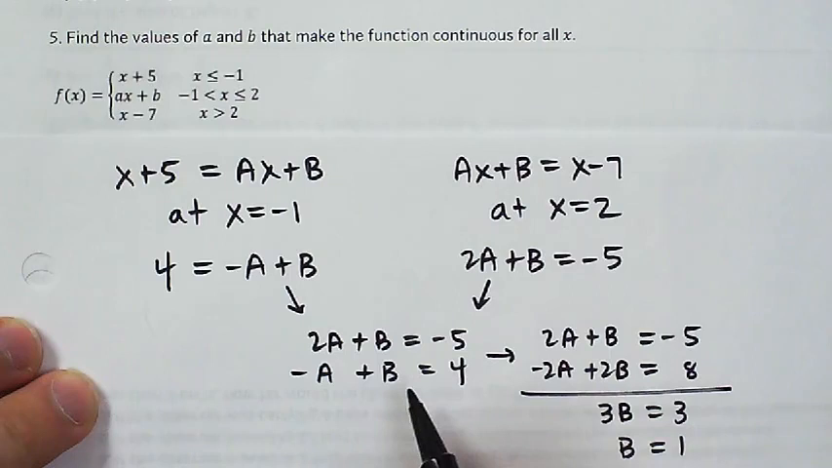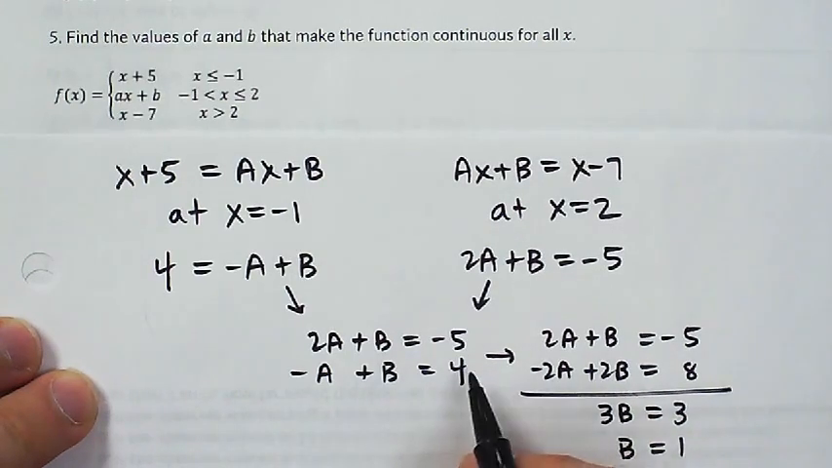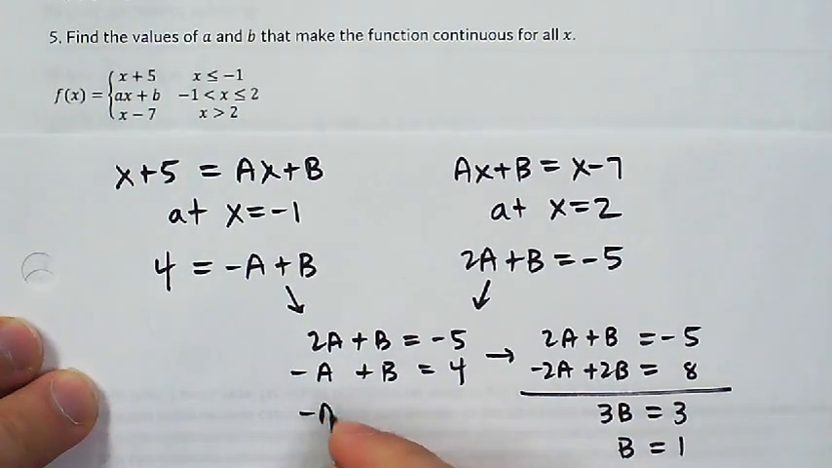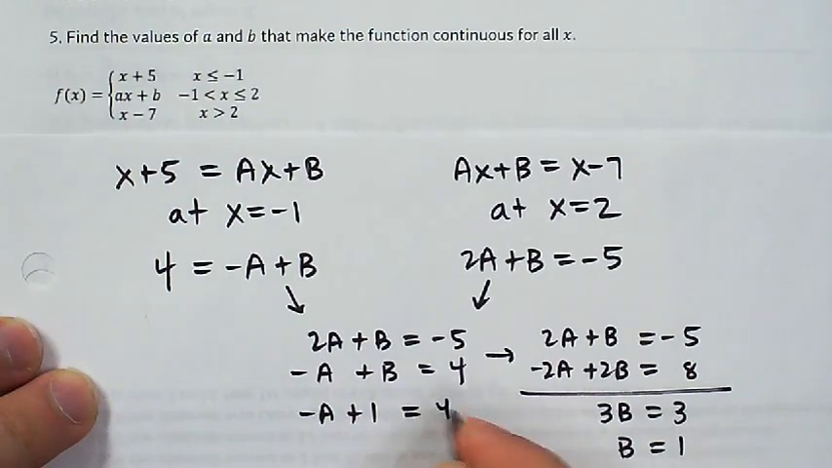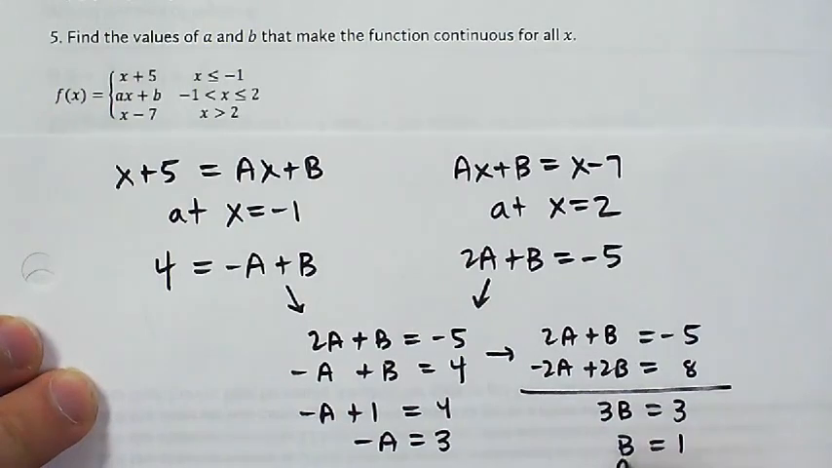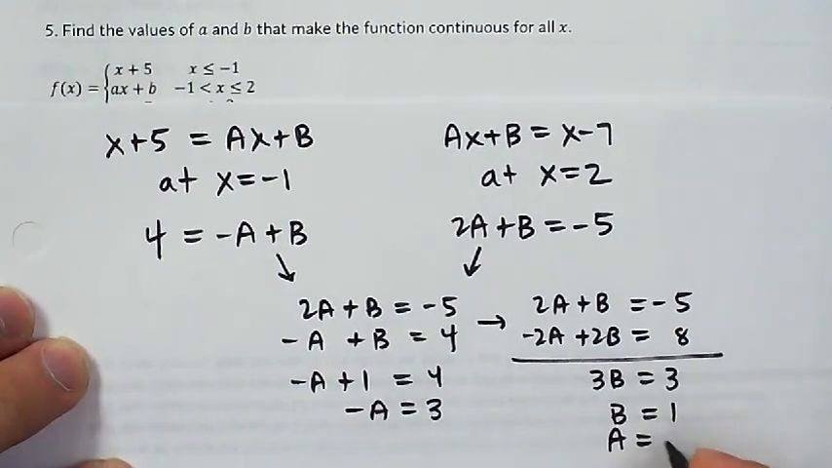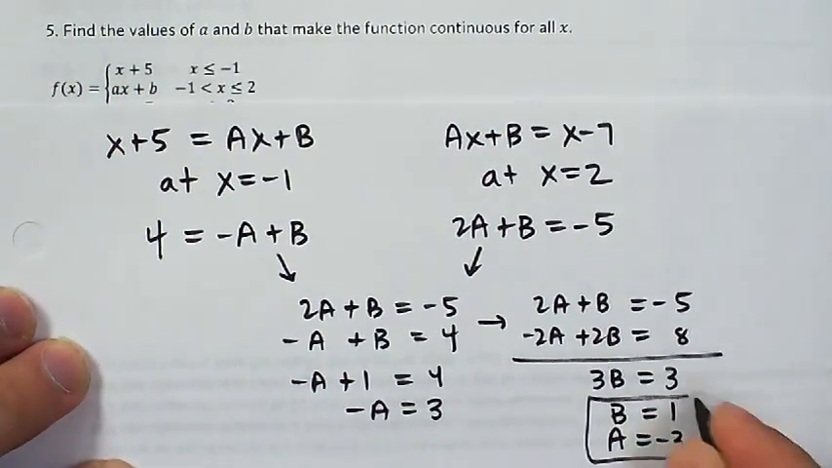And then I go to the easier looking of the two equations, probably this one, negative a plus b equals 4. So negative a plus 1 equals 4. That means negative a equals 3. So b equals 1, a equals negative 3. And that'll be my answer.